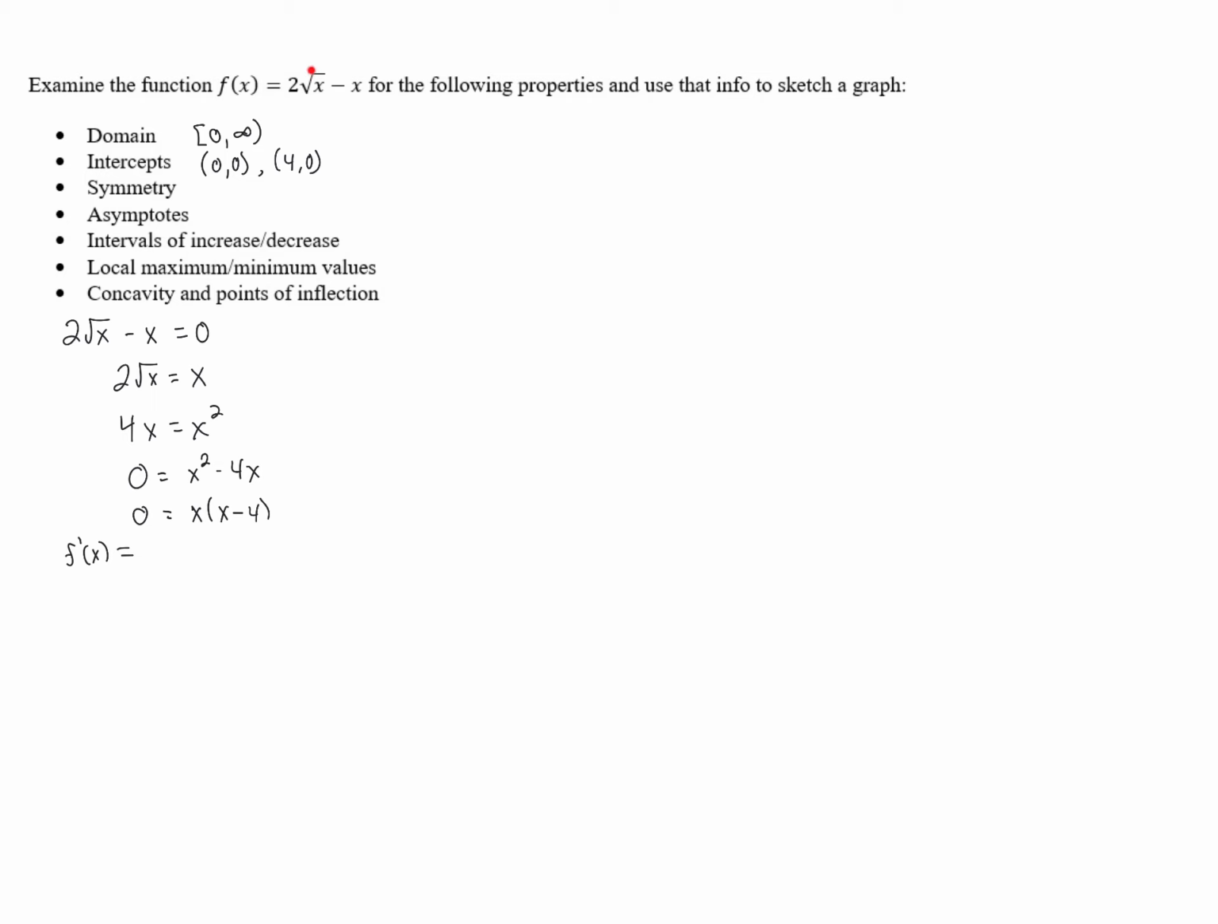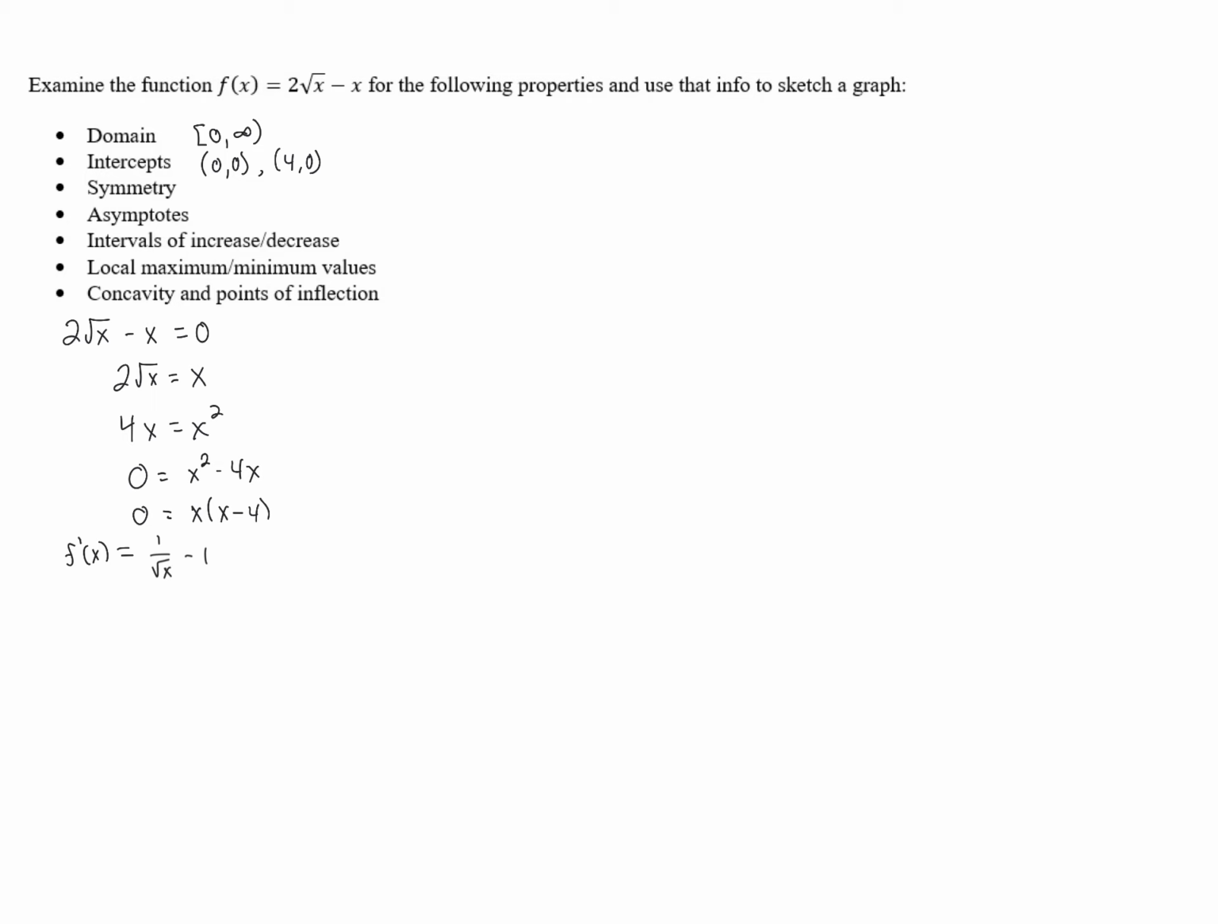If we are taking the derivative of the square root of x, remember that's x to the 1/2, and the derivative of that is 1/2 x to the negative 1/2, or 1 over 2 root x. But if we're multiplying that by 2, the 2's cancel, and this just becomes 1 over root x, then minus 1, because the derivative of x equals 1.